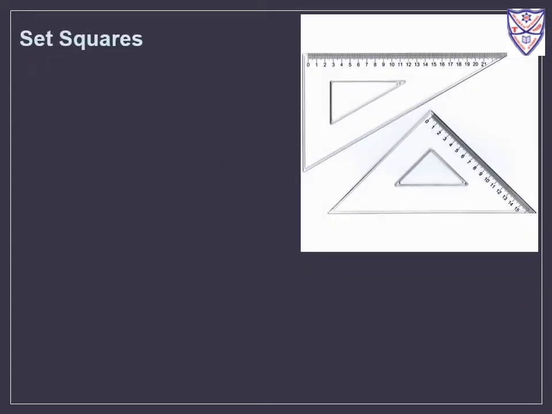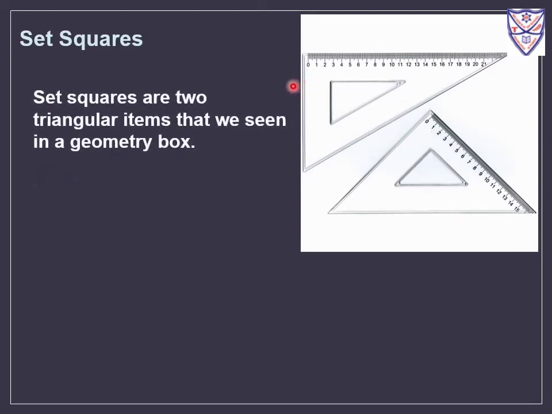Set squares. Now what are set squares? These are set squares. Set squares are two triangular items that we see in a geometry box. In a geometry box, usually we see these set squares. They are in triangular shapes.